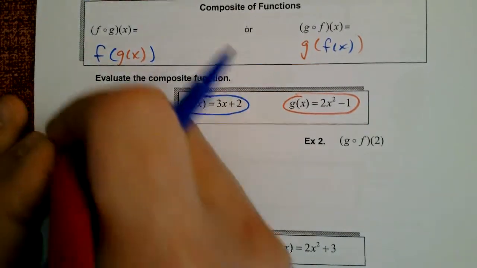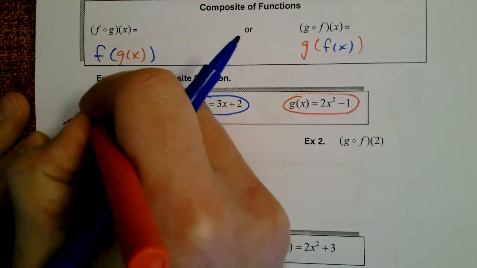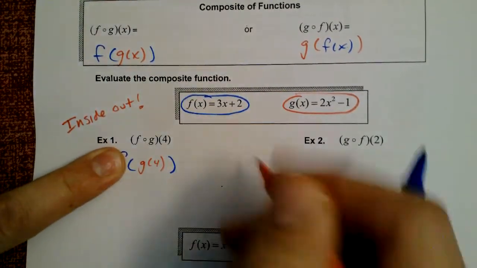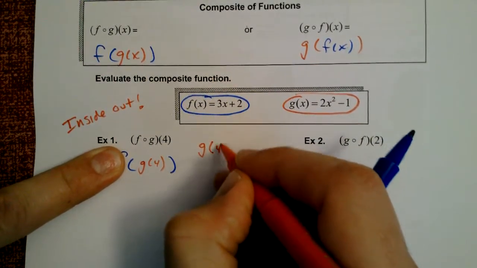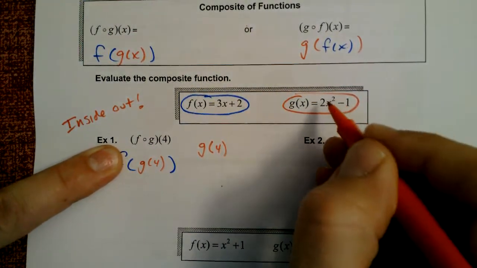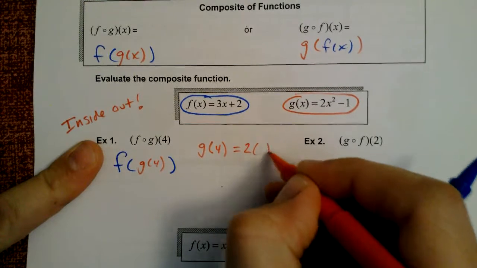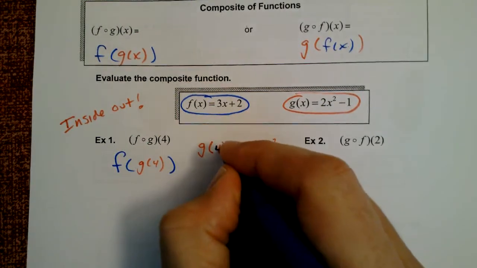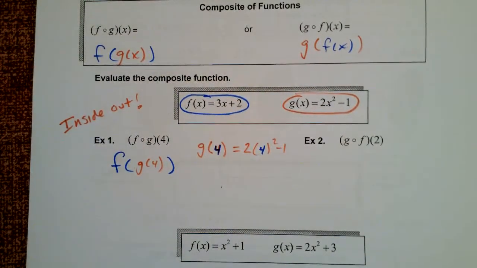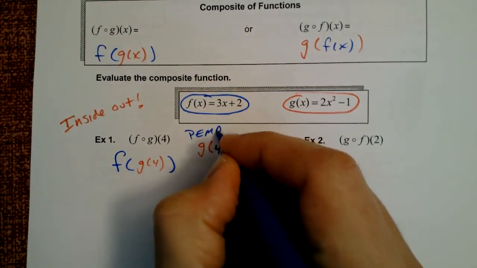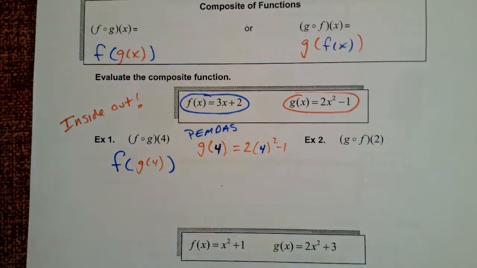Well, to solve something like this, we want to work inside out. We want to cover up the f, and we got to figure out, well, what is g of 4? This is something we've done before. We've evaluated a function. We take our function over here. I've got 2x squared minus 1 for g, and I'm going to plug in this 4 right there. That's my input. So take a second. Please excuse my dear Aunt Sally when you do it. I've got 2 times 4 squared minus 1.